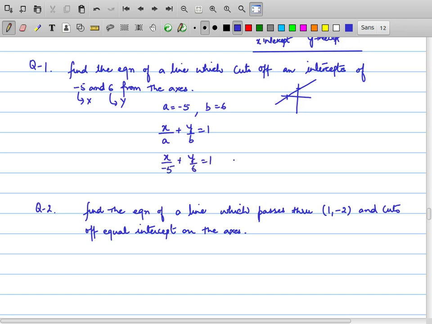Now you can take LCM. The LCM would be 30. So this is 5 6s are, therefore -6x plus 6 5s are 5y equals 1. Take 30 to the right side, therefore you get 5y minus 6x is equal to 30. This is your required equation.